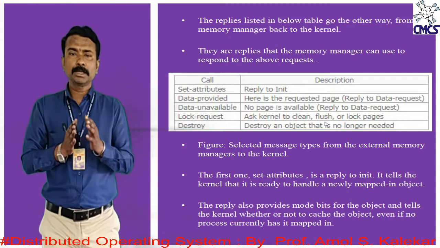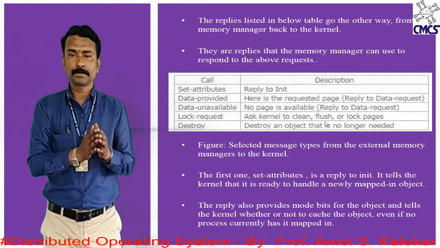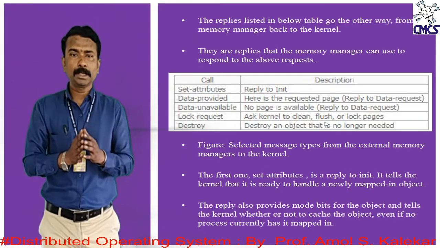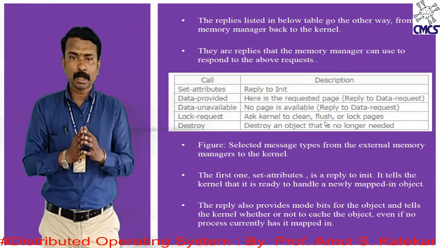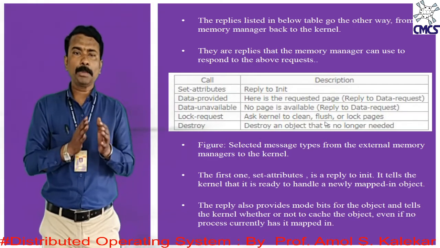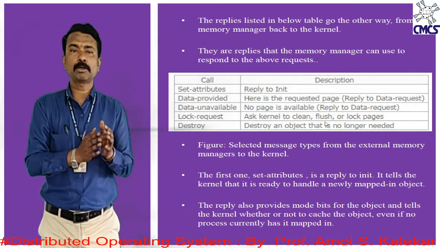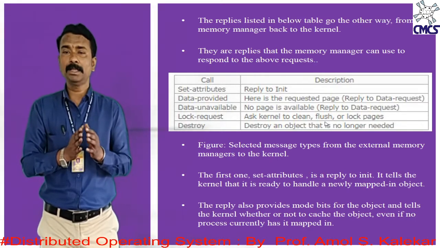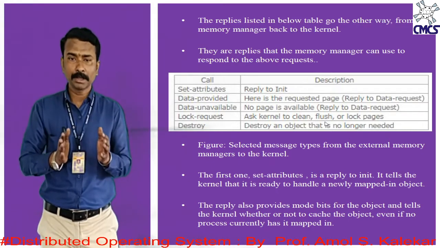So some of the replies are set attributes, data provided, data unavailable, lock request and destroy. So as far as set attributes is concerned, it is a reply to init. Then there is data provided, where the requested page is supplied. Then there is data unavailable, meaning no page is available. Lock request asks the kernel to clean, flush or lock pages. And finally there is destroy, which destroys an object that is no longer required.